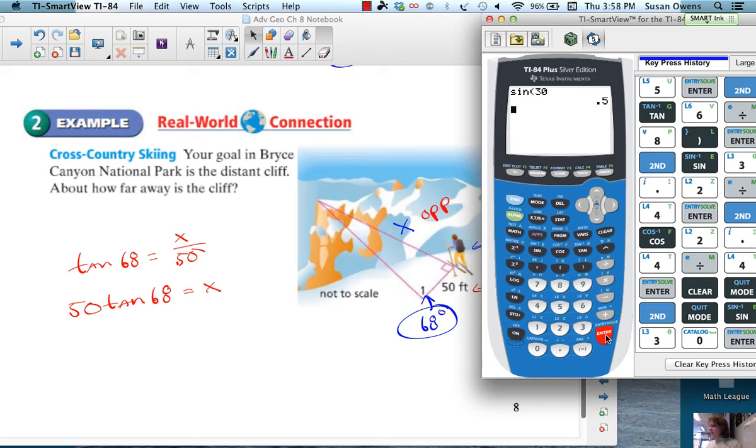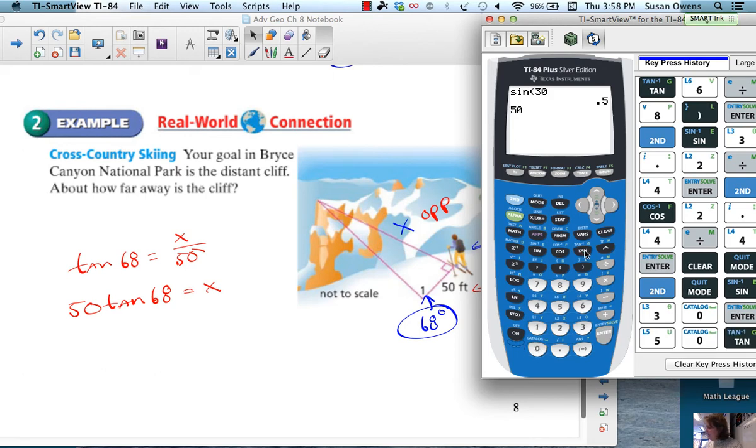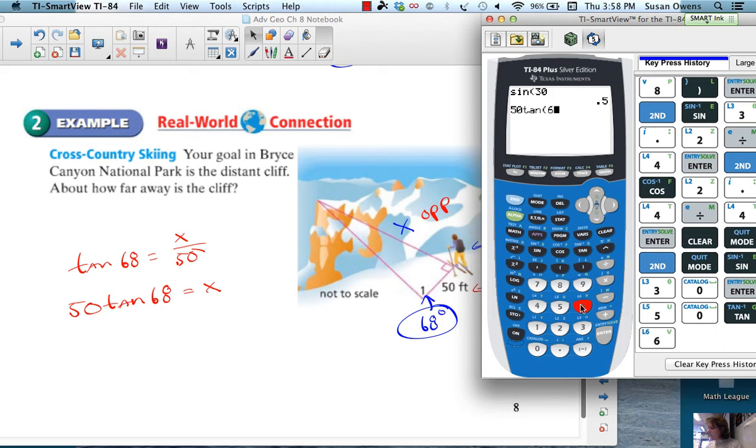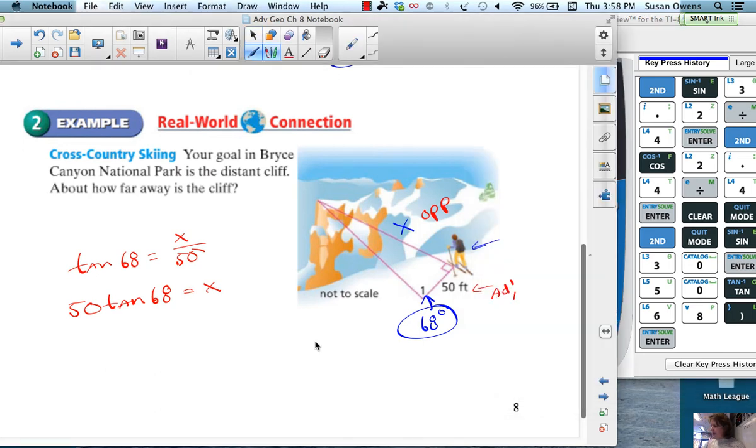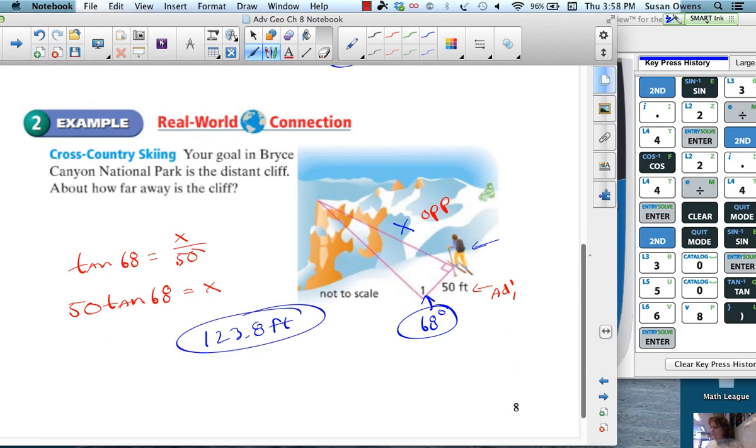Once I do that, now every single one of the ratios has been plugged into your calculator, stored into memory. So what I can do now is I can hit 50. Let me first show you where your buttons are. These are your sine, cosine, tangent, and this is tangent, so that's the button we're going to use. So I can hit 50, and then I can hit my tangent button, and then I got to tell it an angle, so 68 degrees, and if I hit enter, it'll tell me it's 123.8 feet. Done.